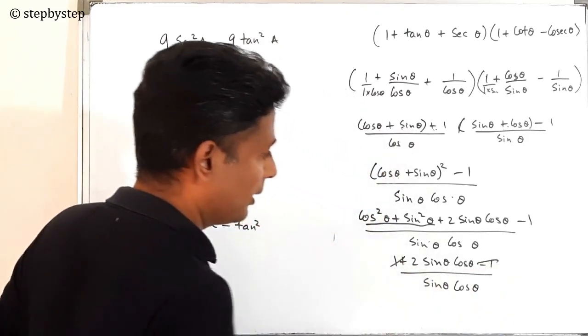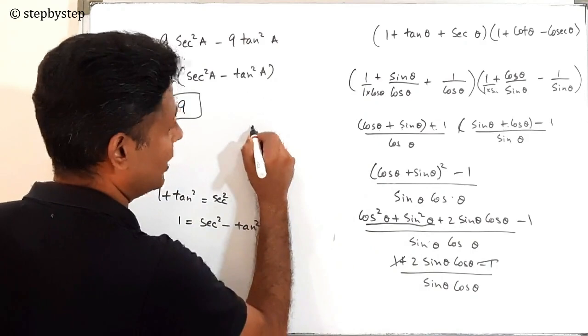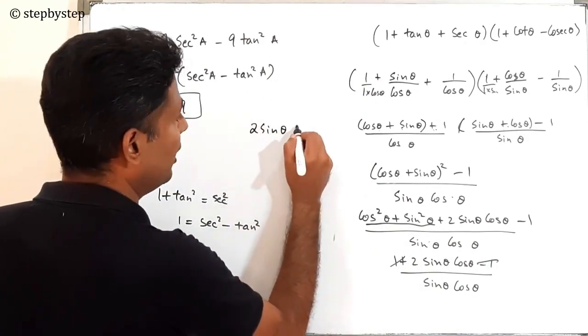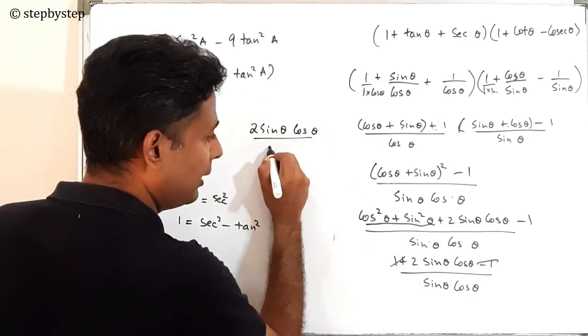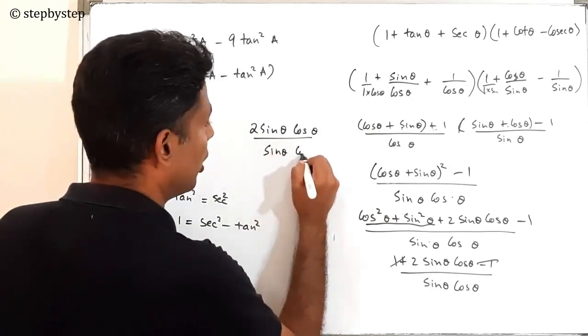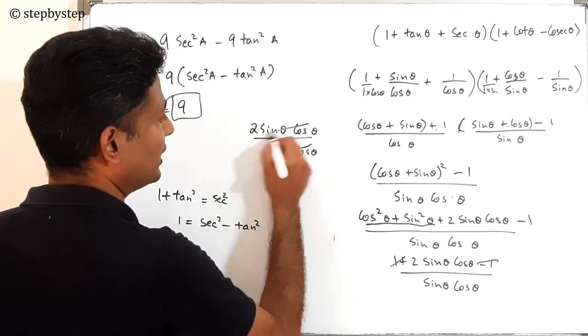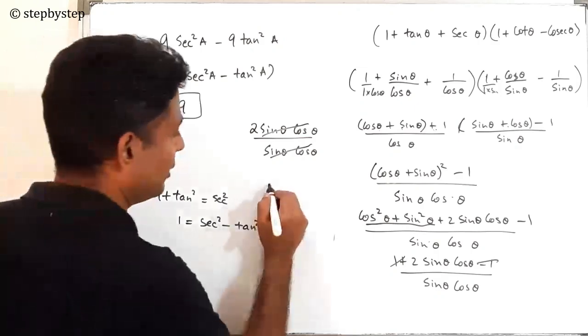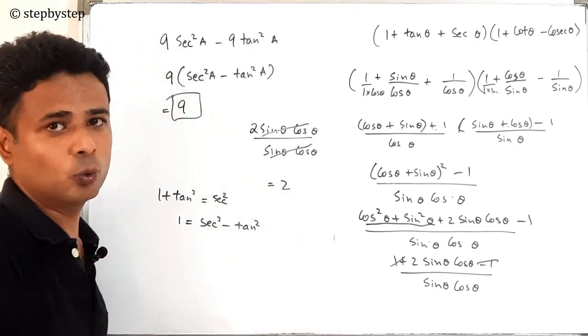Plus 1 minus 1 cancels. So what do we get? Continuing from here, 2 sine theta cos theta by sine theta cos theta. So sine theta cos theta will cancel. So the answer is 2.